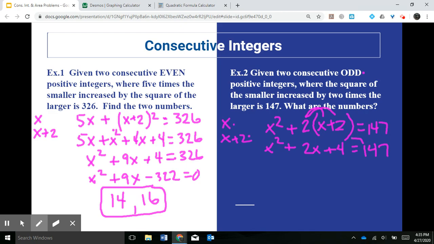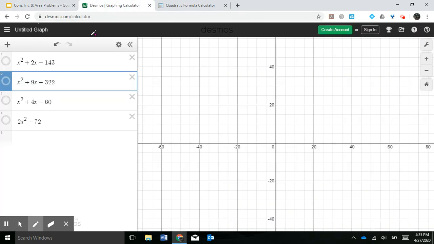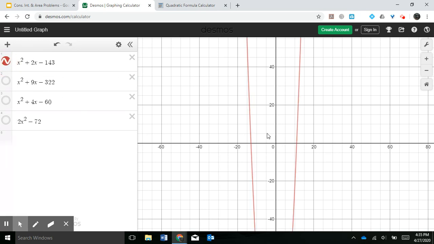Bring this 147 back over here. So that's x squared plus 2x minus 143. Positive 4 and negative 147. All right, so now I have my A, B, and C. I can go to Desmos, plug that in, and there's my equation.